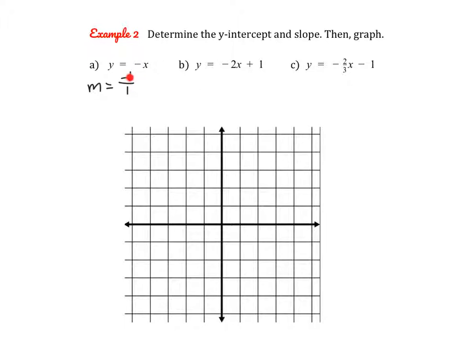So since my rise is negative, that's actually telling us to go down 1. But our denominator is still positive, so we still move to the right. So now I'm going down 1, right 1. I also see that my b value is 0, so my y-intercept is (0, 0) at the origin. So we start there, and then we follow the slope. Down 1, right 1, or opposite, up 1, left 1. So you can see that this creates a graph that is going downhill because it has a negative slope, and we'll label it line A.